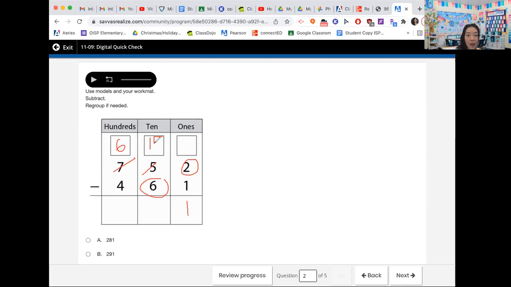So now you're going to subtract 15 minus 6. You can use your fingers. You can use mental math. You can use pictures. You can draw 15 tens and take away 6. I know that 15 minus 5 equals 10. So 10 minus 1 equals what? 9. So I know 15 minus 5 equals 10. So I still have one more to get to 6. So 10 minus 1 equals 9.